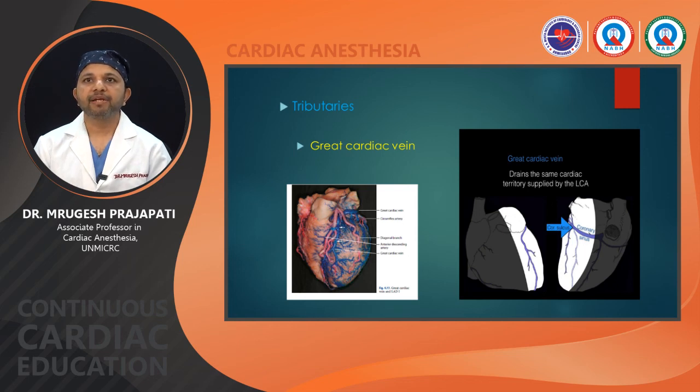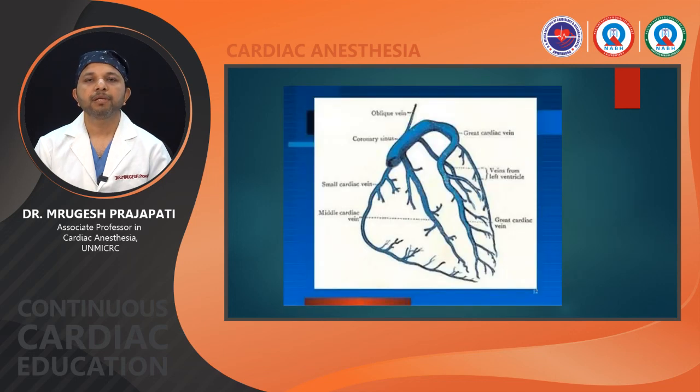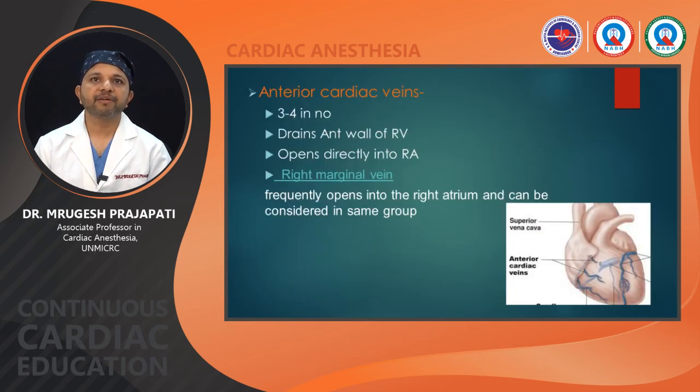The great cardiac vein drains the same cardiac territory which is supplied by the left coronary artery, and the middle and small cardiac veins drain the same territory which is supplied by the right coronary artery. The other tributaries of the coronary sinus include the oblique vein and the vein from the left ventricle. The anterior cardiac veins are 3 to 4 in number, and drain the anterior wall of the right ventricle. They open directly into the RA.